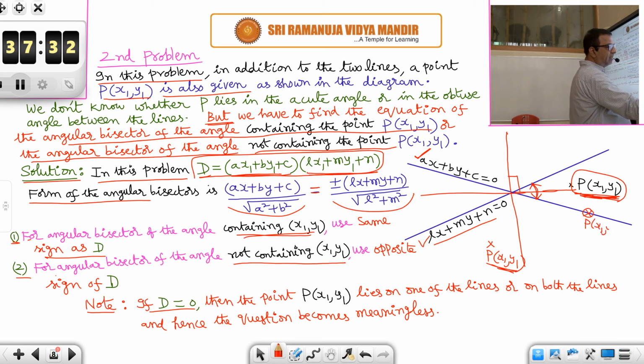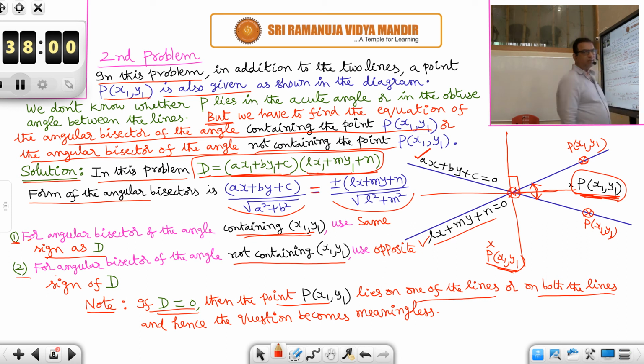If lx1 plus my1 plus n is equal to 0, it means that the point P is on the line lx plus my plus n equal to 0. If both are zeros, it means that it lies on both the lines. That means the point of intersection of the two lines itself is x1 comma y1. So that is what I have written. If D is equal to 0, then the point x1, y1 lies on one of the lines or on both the lines. It may be the point of intersection of the two lines. And hence, the question becomes meaningless.